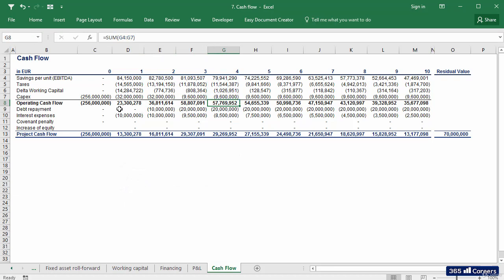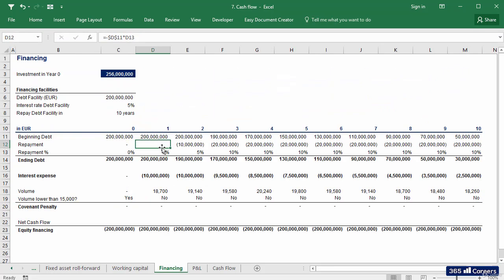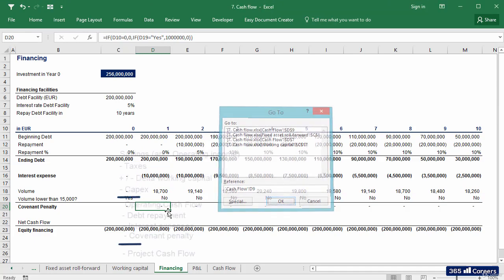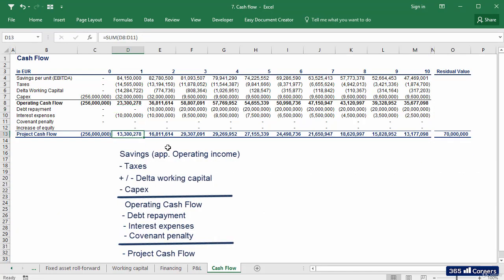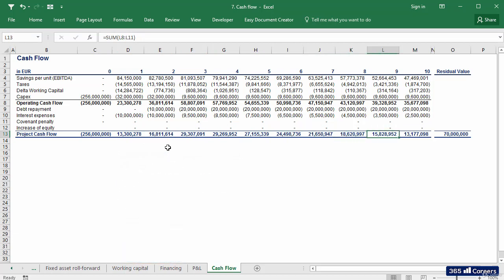Below operating cash flow, we'll consider we used debt financing. Therefore, we must show the cash impact of debt reimbursement, interest expense payments, and covenant charges. Once we have done that, we arrive at net cash flow, the actual amount of money that will go in and out of the firm's bank account.